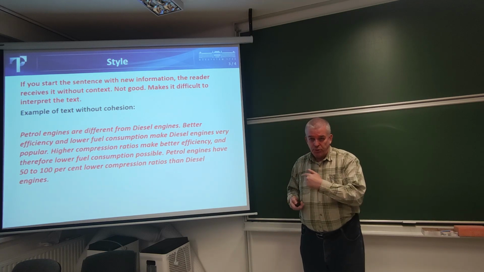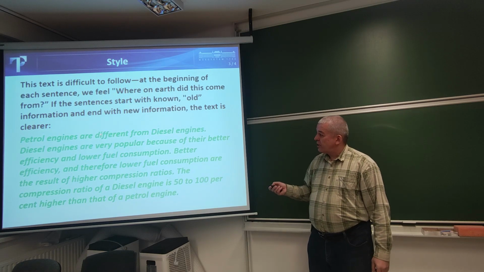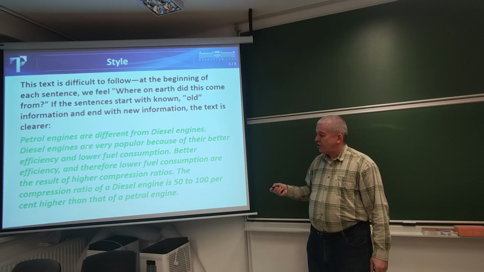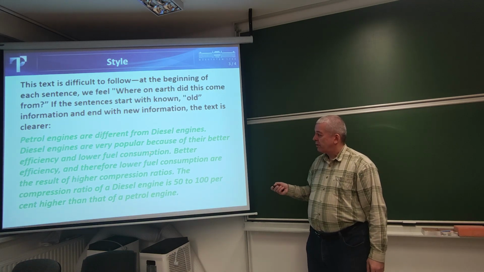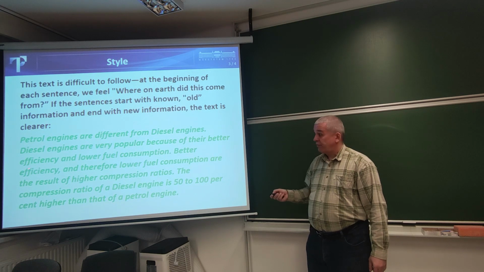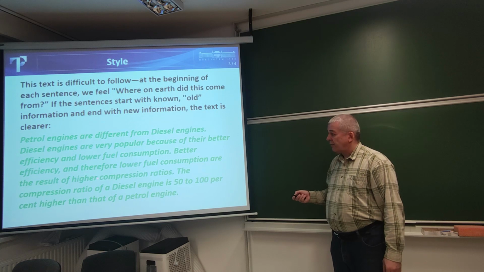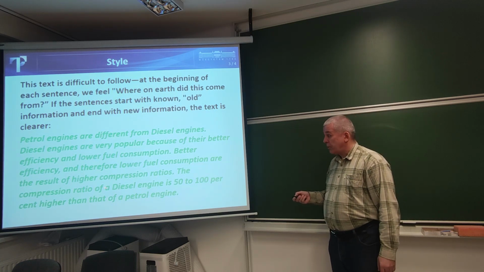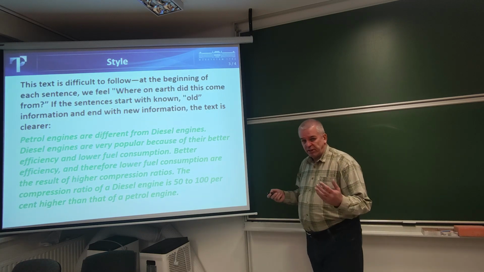Let me show you good style. Petrol engines are different from diesel engines. Diesel engines are very popular because of their better efficiency and lower fuel consumption. Better efficiency and therefore lower fuel consumption are the result of higher compression ratios. The compression ratio of a diesel engine is 50 to 100% higher. Can you feel the difference?